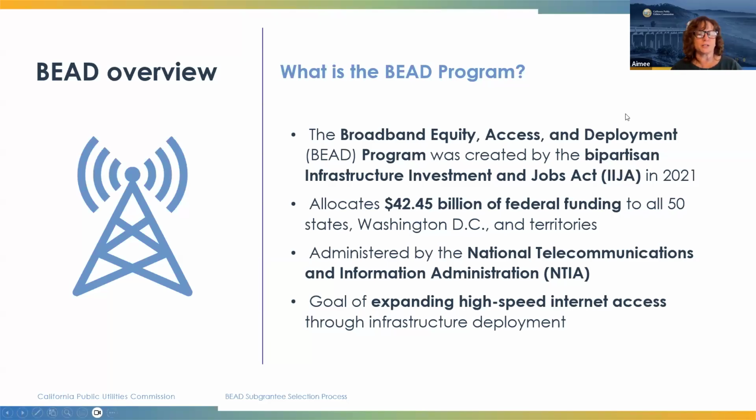So just as a reminder, the Broadband Equity Access and Deployment Program, or the BEAD program, was created by the Bipartisan Infrastructure Investment and Jobs Act in 2021. So it allocates about $42.5 billion of federal funding in all 50 states and territories, as well as Washington, D.C., to close the broadband gap. So meeting, again, with the goal of making sure that high-speed internet access is available throughout the country. This program is administered by the National Telecommunications and Information Administration, which is part of the U.S. Department of Commerce. We can go to the next slide.